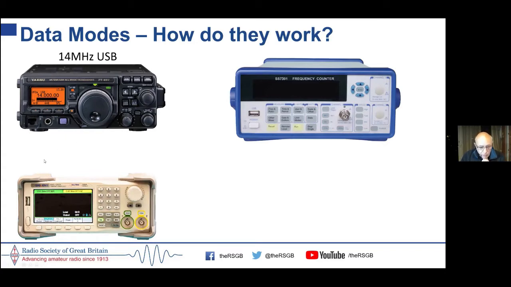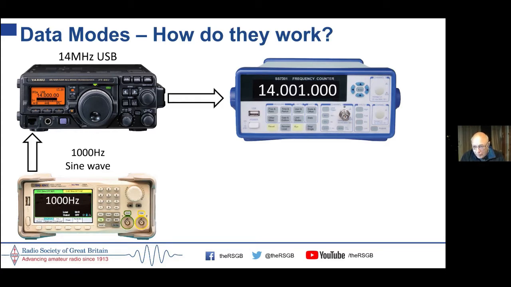So here we've got a signal generator in the bottom left, an SSB rig up there, and a frequency counter which is connected to the output of the SSB rig. So the first stage is to generate a 1 kilohertz sine wave and poke it in the microphone socket. So with the rig set to USB, what should come out? What should come out is 14.001. Okay, so it's raised the carrier frequency from the dial frequency up by 1 kilohertz.